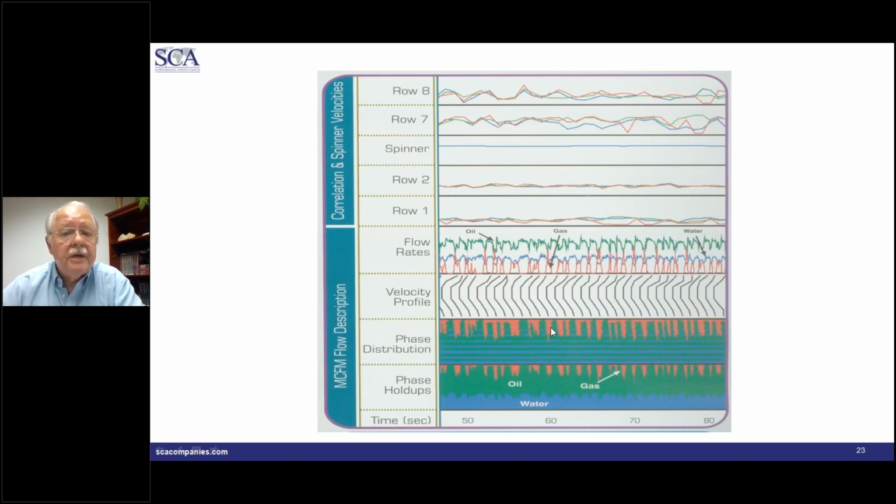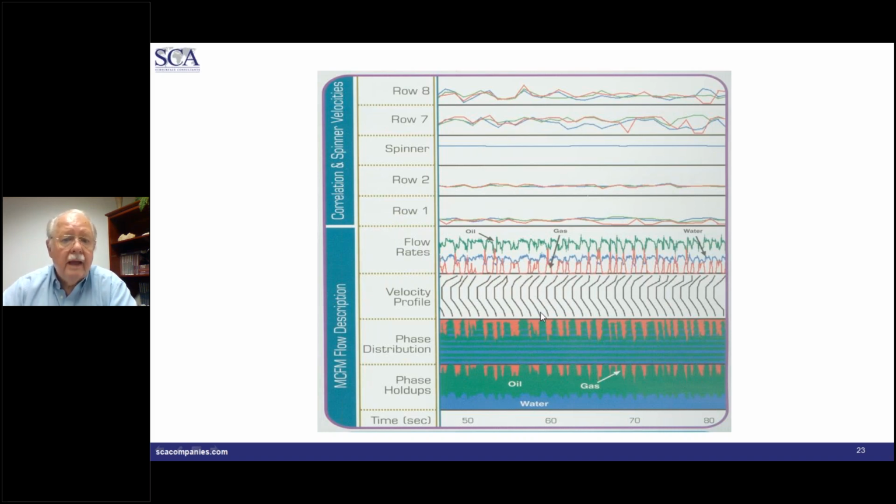This is an illustration of how the data might be recorded. Up here, you see the velocity data. Notice there are rows 8, 7, 2, and 1. And here's the spinner. This does not show rows 3 and 6 because this is data from an earlier tool.